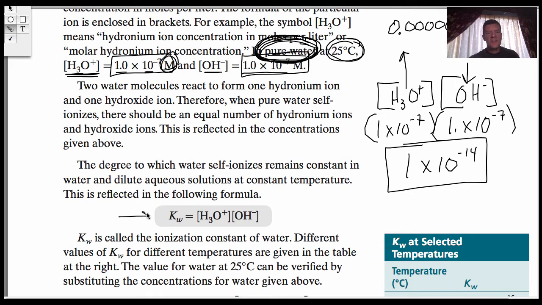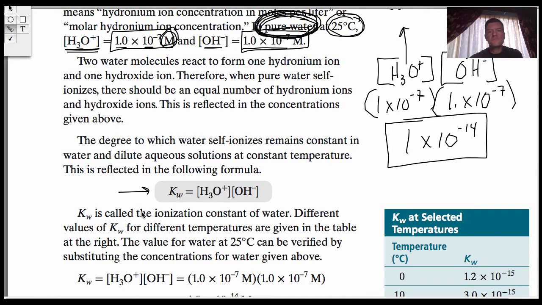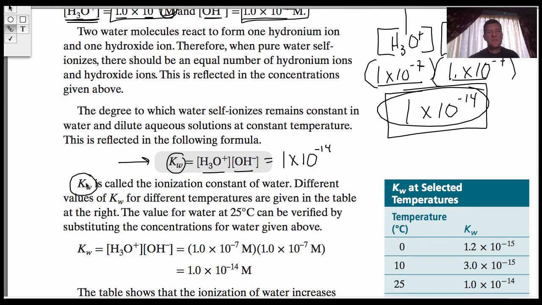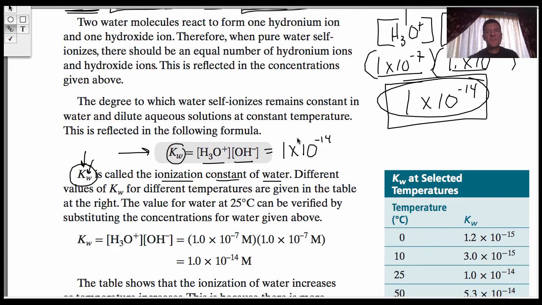So this right here, ladies and gentlemen, this little formula, we're going to have a constant. This product of the hydronium ion concentration and the hydroxide ion concentration is always going to be equal to this constant, and at 25 degrees Celsius, that constant is 1 times 10 to the negative 14. This constant here, K sub W, a constant for water, is called the ionization constant of water. That's the value at 25 degrees Celsius.